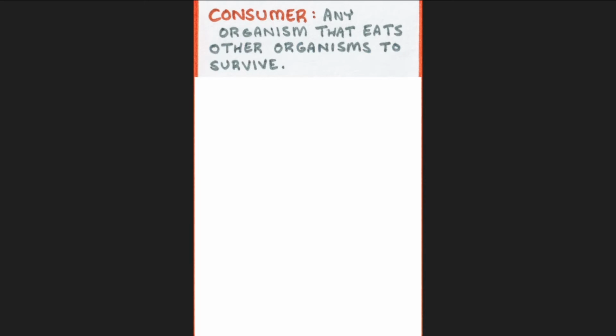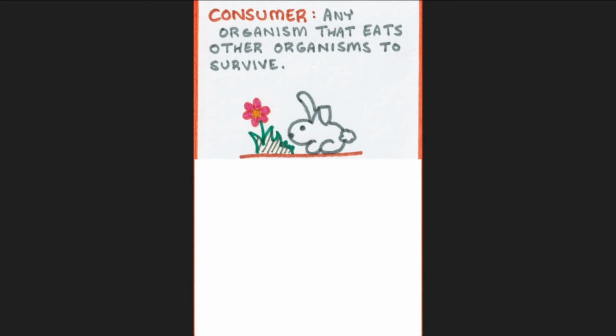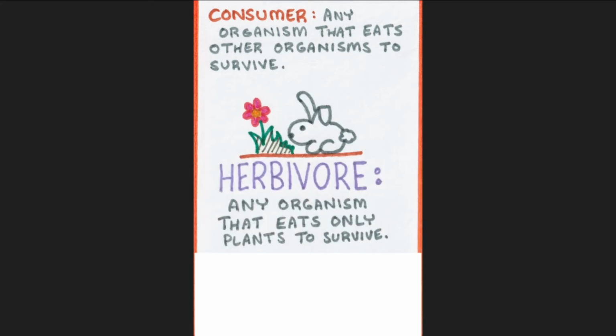Consumers, on the other side, are any organism that eats other organisms to survive. They consume other organisms. Now, they can consume other organisms like other animals, whether insects or meat or things like that, or they can consume plants, in which case we're talking about herbivores. Herbivores are any organism that eats only plants to survive.